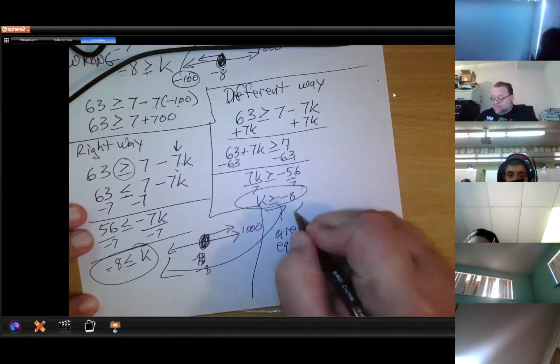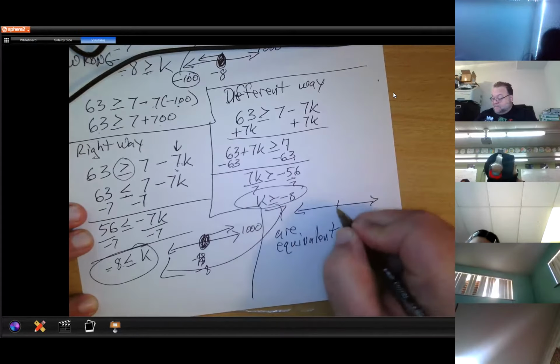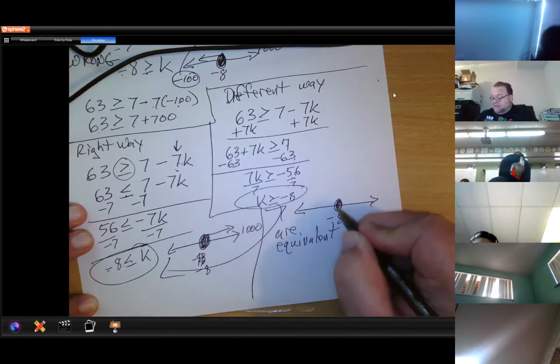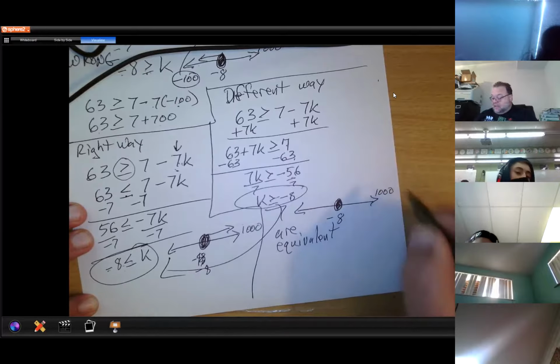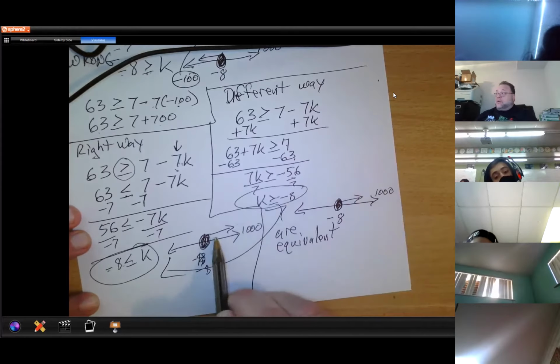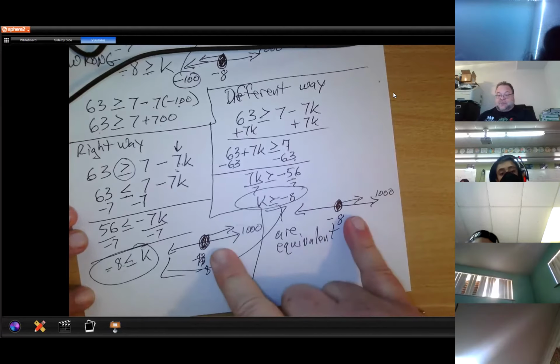So now I'm going to graph this to prove to you that these are the same. I'm going to fill it in. I'm going to put my 1,000 in. Is 1,000 greater than -8? Yes. So look here. These two answers are identical.